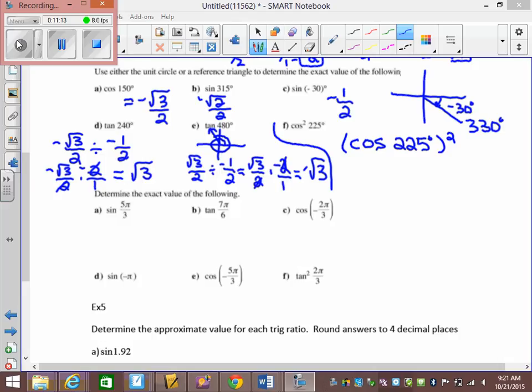So cos 225 is the x value at 225, which is negative root 2 over 2. And then we're going to square that. Negative squared is positive. Root 2 squared is 2. 2 squared is 4, so it's actually a half. You're right.